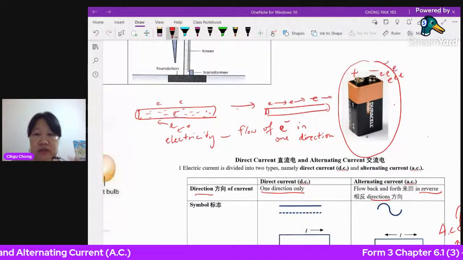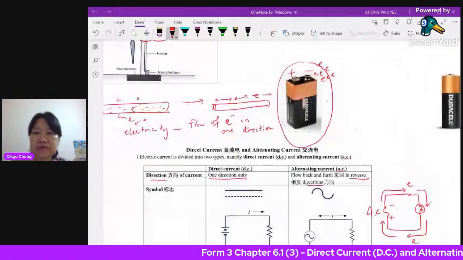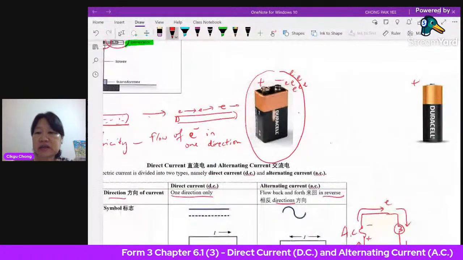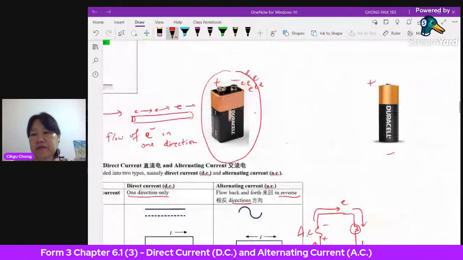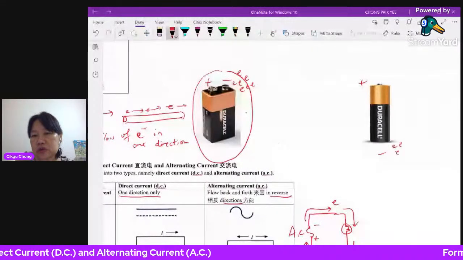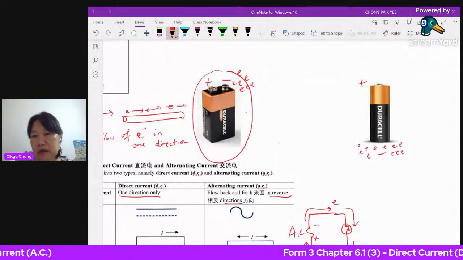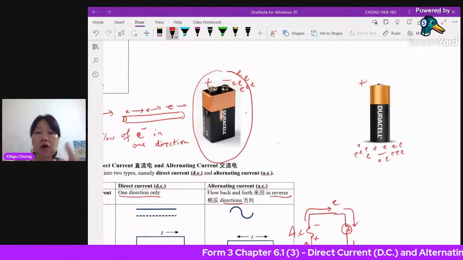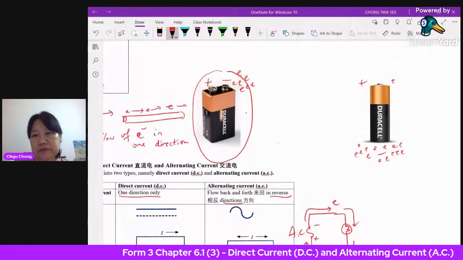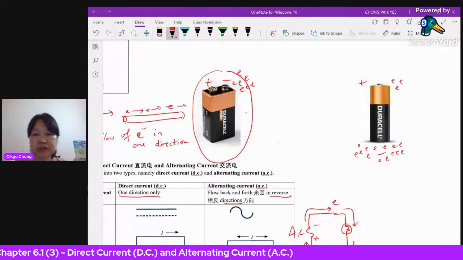Let's look at a common battery. You can see, this is the positive one, the one that juts out. Then this is the negative. When you have a chemical reaction inside, a lot of electrons will be generated towards the negative pole. There is a huge amount of electrons here, more than at the positive. So you have a difference. This is called a concentration gradient.